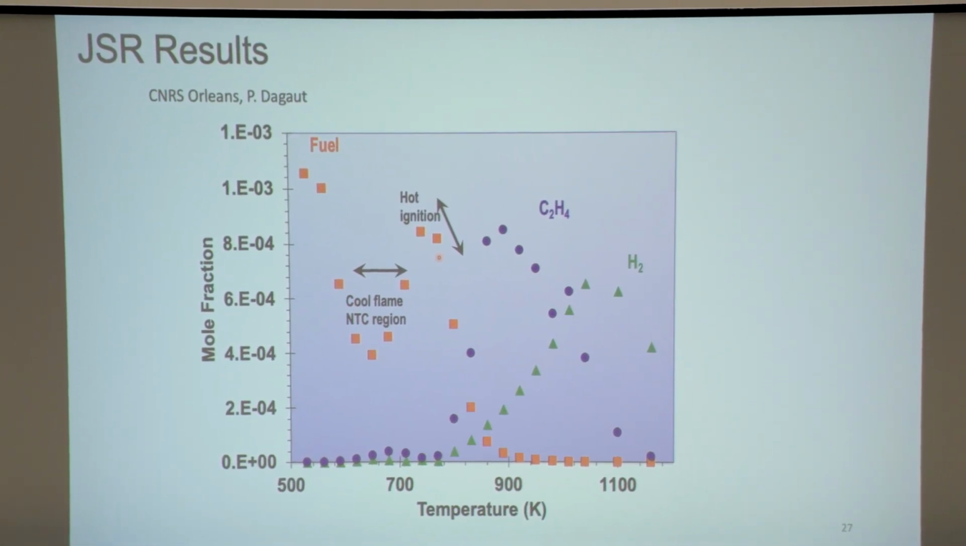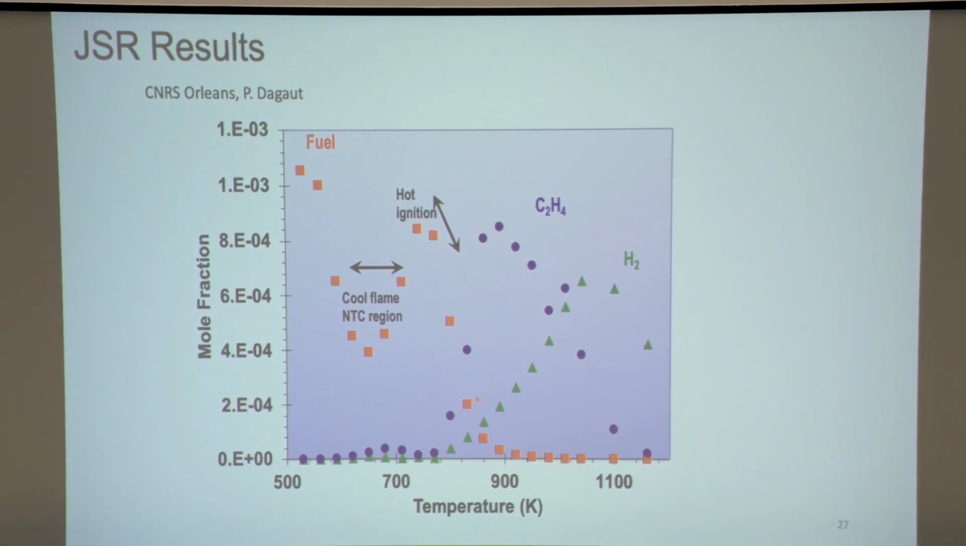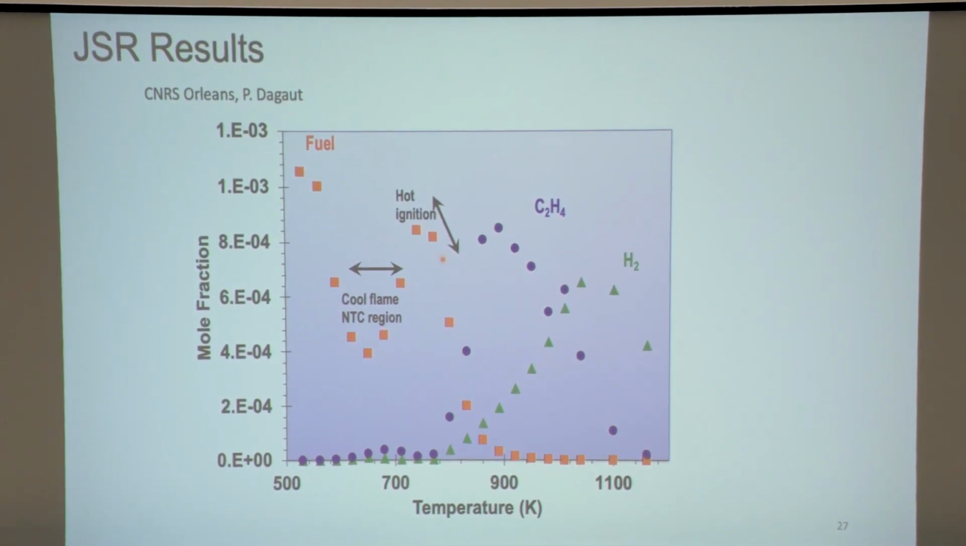And what we see here, we call the hot ignition event, is not really an ignition, it's just a high temperature oxidation which is measured by the change in species concentrations. So again, low temperature oxidation, intermediate temperature oxidation, the NTC region, and high temperature. And then you have the formation of things like ethylene.